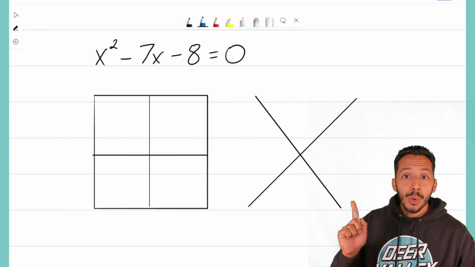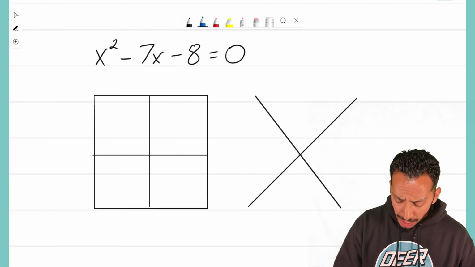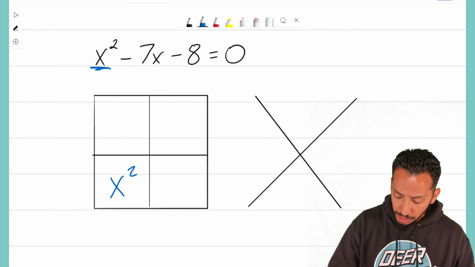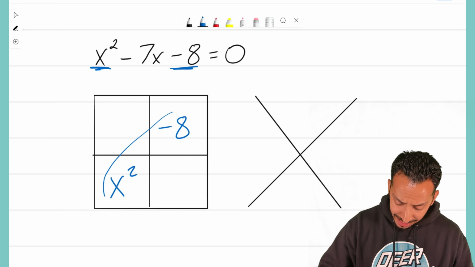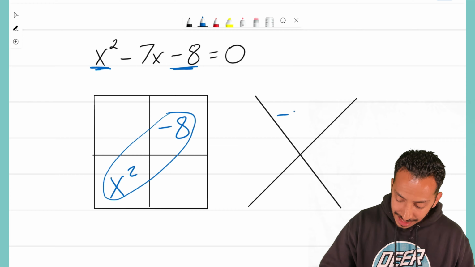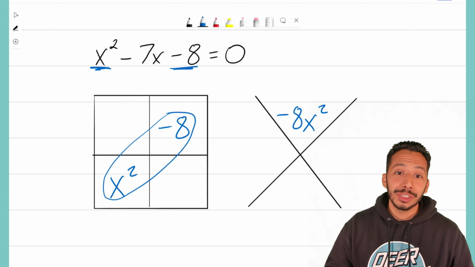And to factor, we use the box and diamond method. If you forgot how to do it, let me help you. The x squared term is always going to go in the bottom left corner. The constant is going to go in the upper right corner. We take those two terms, we multiply them together, and we end up at the very top of our diamond problem with negative 8x squared.